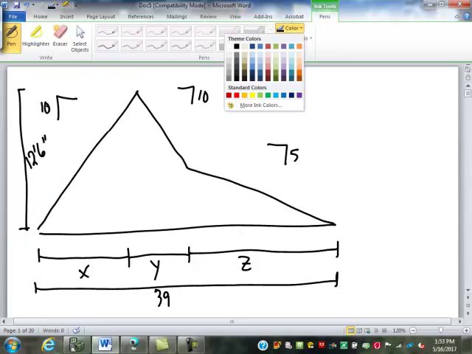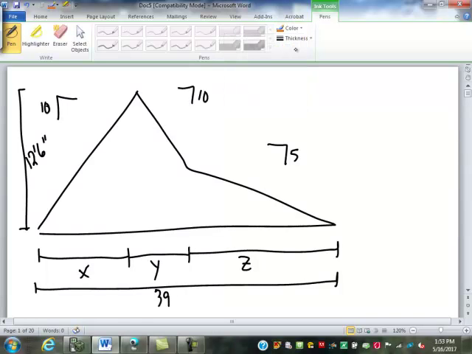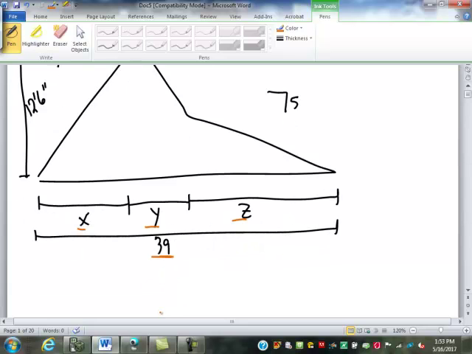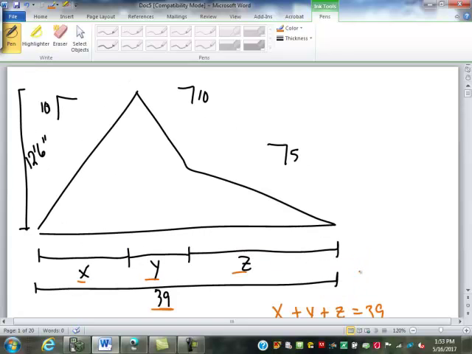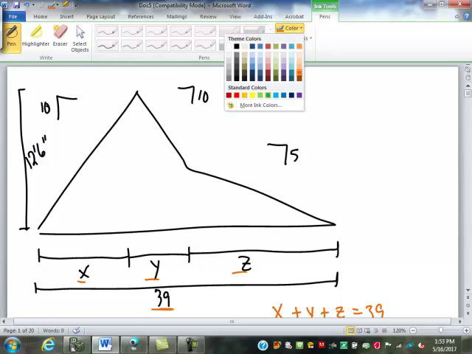So for the first problem, I know I typed it out in email, but I don't think it made a lot of sense in just words. So we know that across the bottom here, x, y, and z have to add up to that total span of 39. So we have a first equation here of x plus y plus z equals 39. From here we have to use the slopes to divide stuff up.